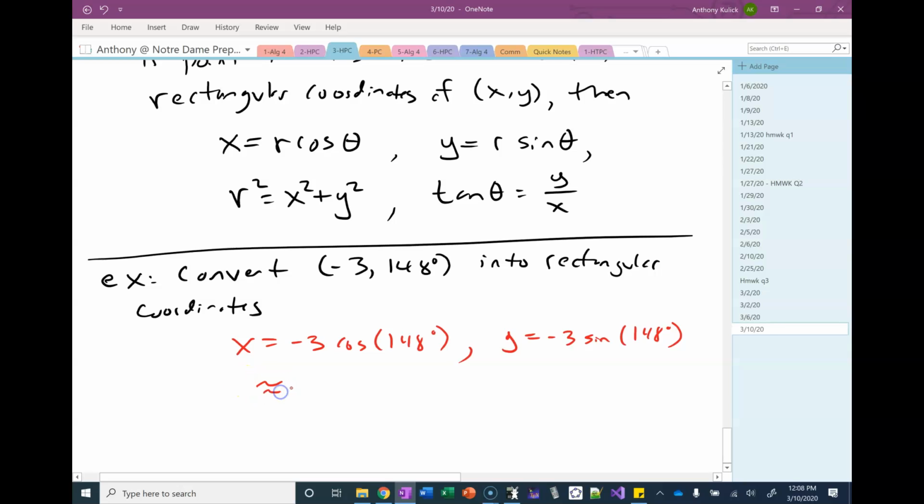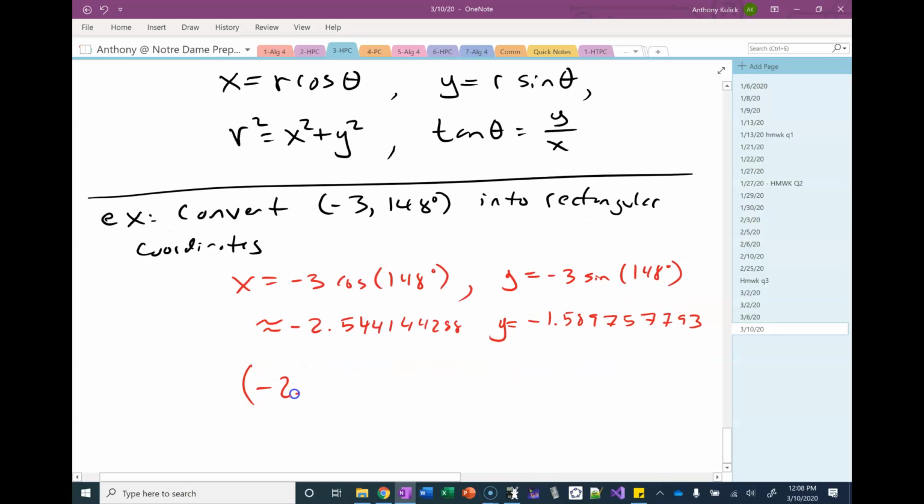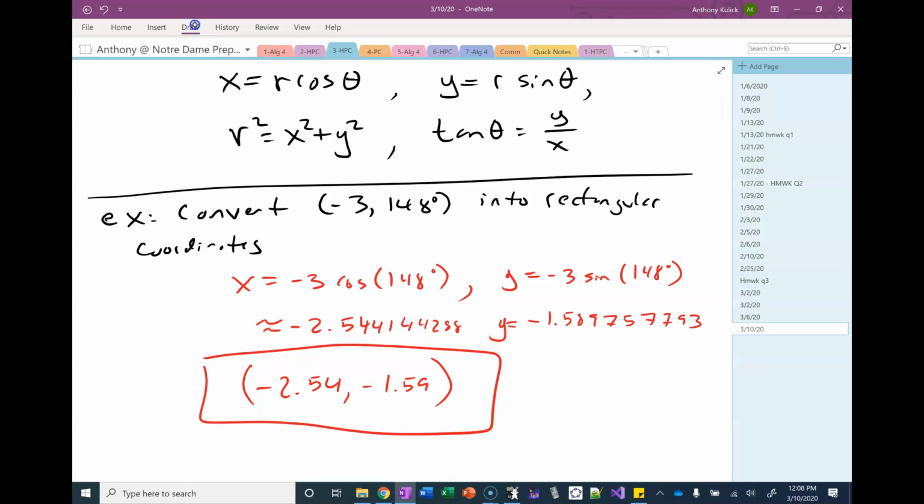When I type this into my calculator, I get about 2.544144288. And when I type this one in my calculator, I get 15897577793. So let's just round that to two decimal places, seems reasonable. So there's my answer. Not too bad, right?